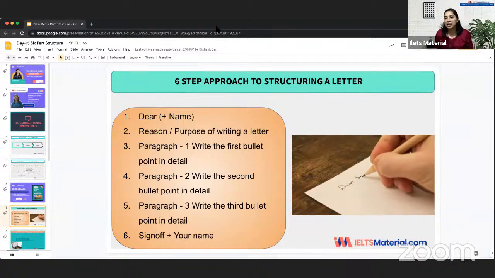What is the purpose of the letter? The reason or the objective of writing the letter. You can take this, I'll just explain an easy method. You write your email and you write something as the subject, anything.